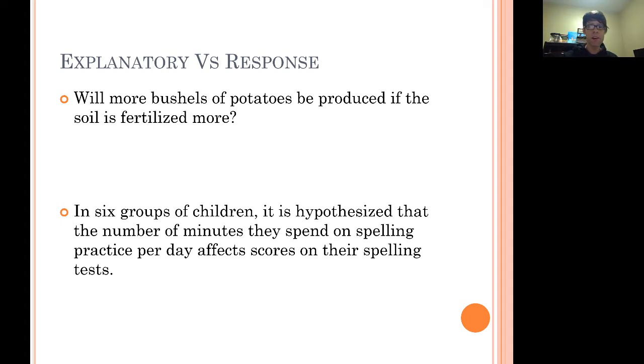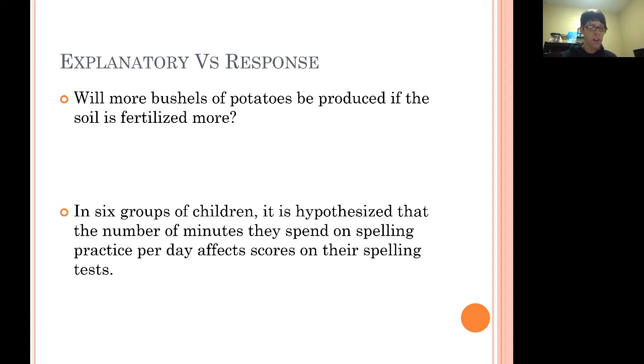So we have 2 main variables that we're working with here. We have essentially the number of bushels of potatoes, and then we have the soil fertilization, or the amount of fertilization. Now, which one is explanatory? Which one is the one that we're going to vary a little bit in hopes to see a response in the other one? Well, it feels intuitive to me to say that the amount of fertilization is the thing that we're going to be changing a little bit, and we're going to be checking to see if the change in fertilization affects the number of potatoes that are grown.